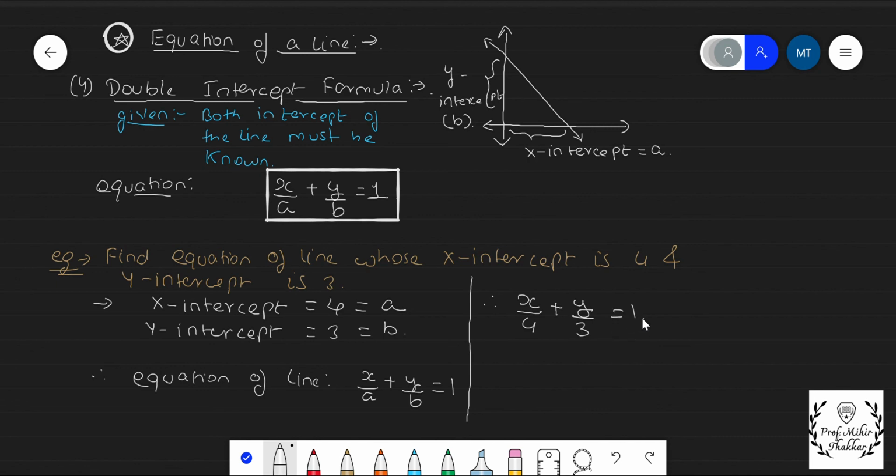x upon 4 plus y upon 3 is equal to 1. Cross multiply. So you will get 3x plus 4y upon 12 is equal to 1. Therefore, 3x plus 4y is equal to 12. So that is your required equation.